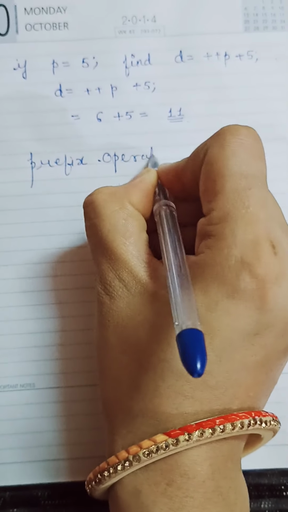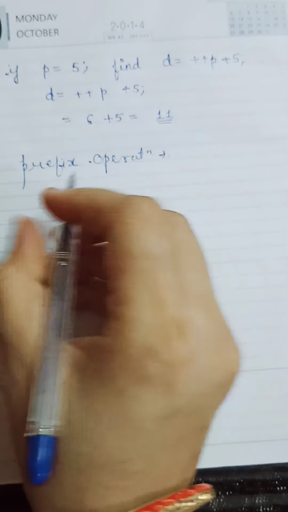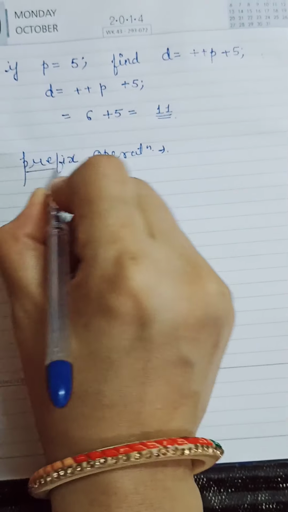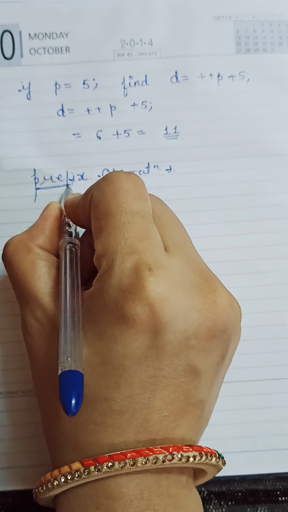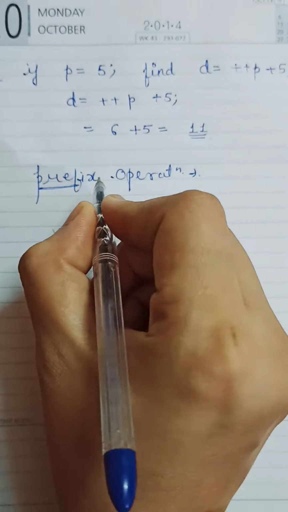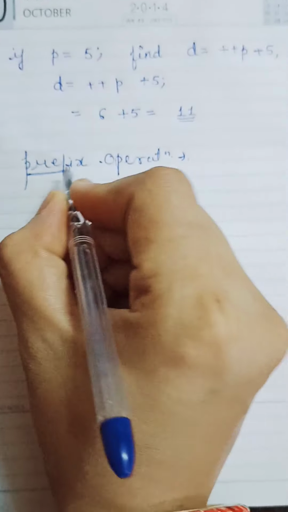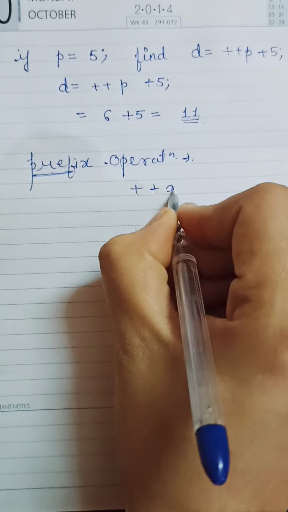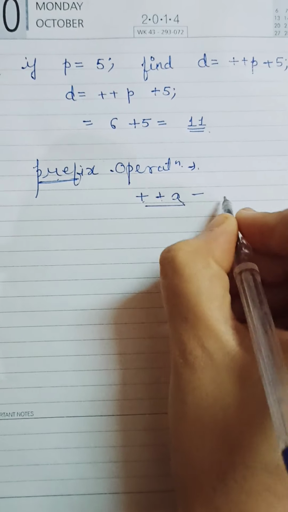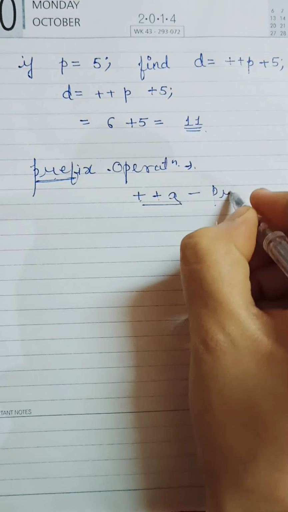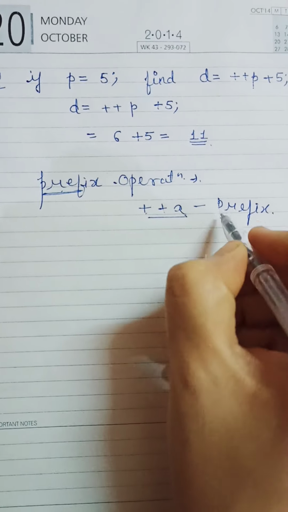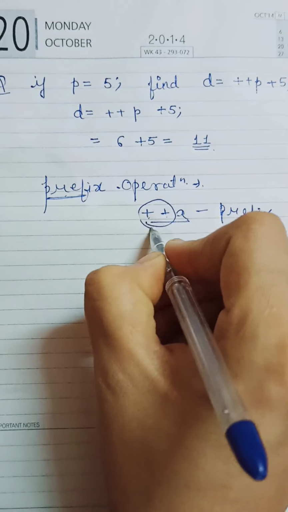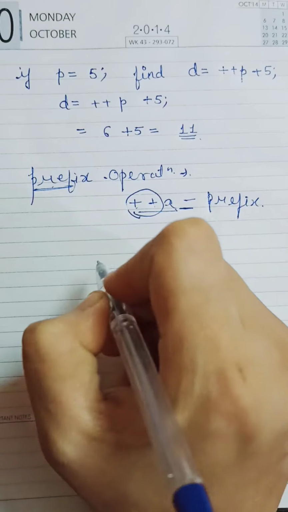Prefix means whenever you are going to use the unary increment or unary decrement before an operand, then that will be called prefix. Take an example. If suppose I am writing ++a, then it is called prefix. Why? Because this operator is used before this variable.